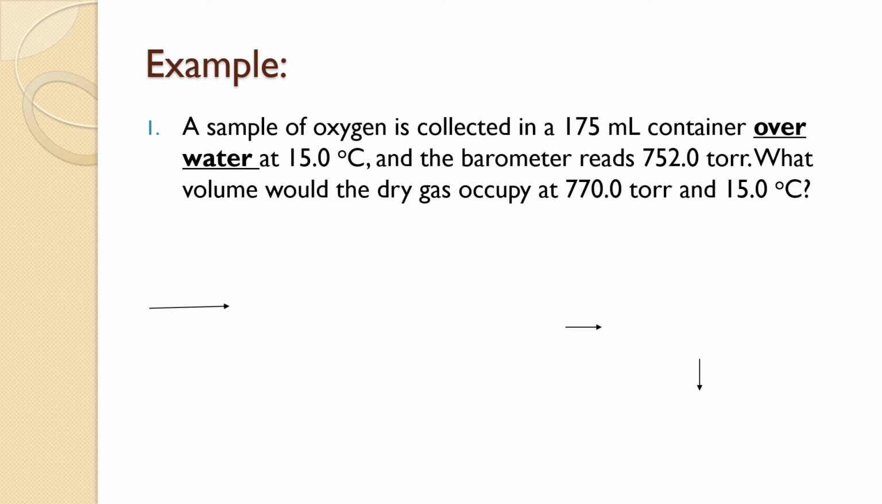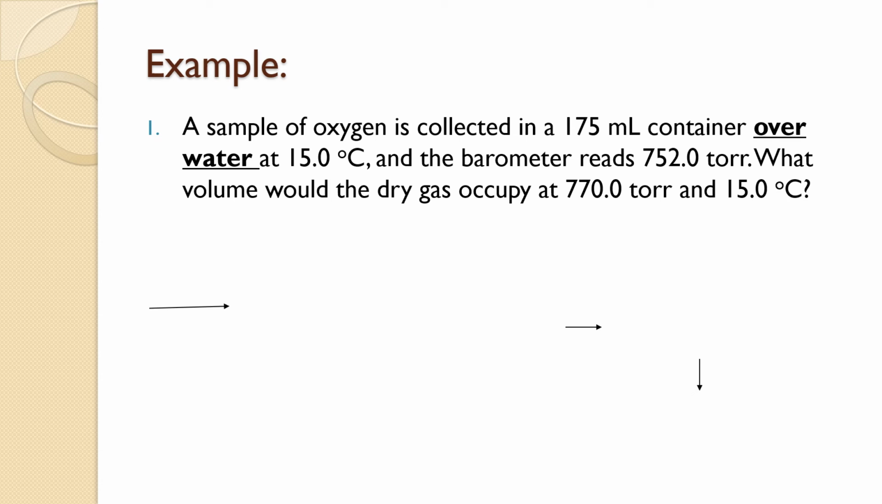It tells you that it's collected over water and that the barometric pressure is 752 torr. Remember, barometric pressure represents the total pressure, not the partial pressure. So for P1, right there in the blue box, it gives you a total pressure of 752. You need to look at the chart and find the partial pressure of the water at 15 degrees Celsius. When you do so, you come up with 12.8.